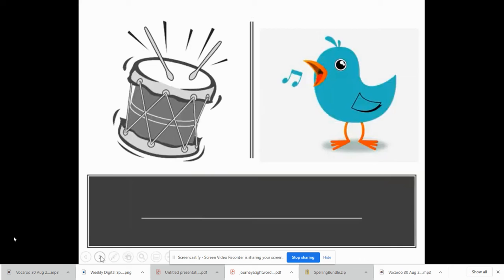Oh, what do we notice? Well, first I notice a drum, and it's making some noise. And a bird on the right is also singing or making some noise. So both pictures show sound or maybe noise. What do you think the vocabulary word might be? What do both pictures show? If you have a partner, make sure you turn and talk about them.